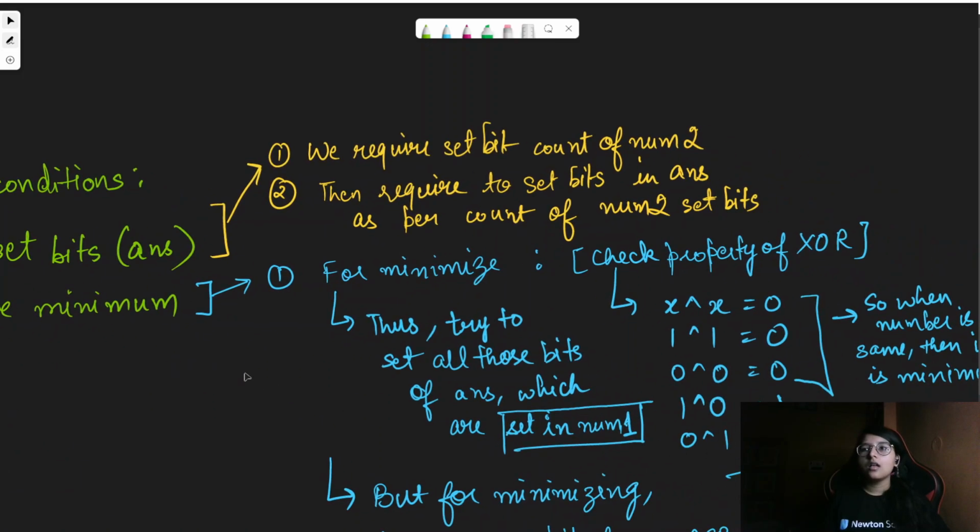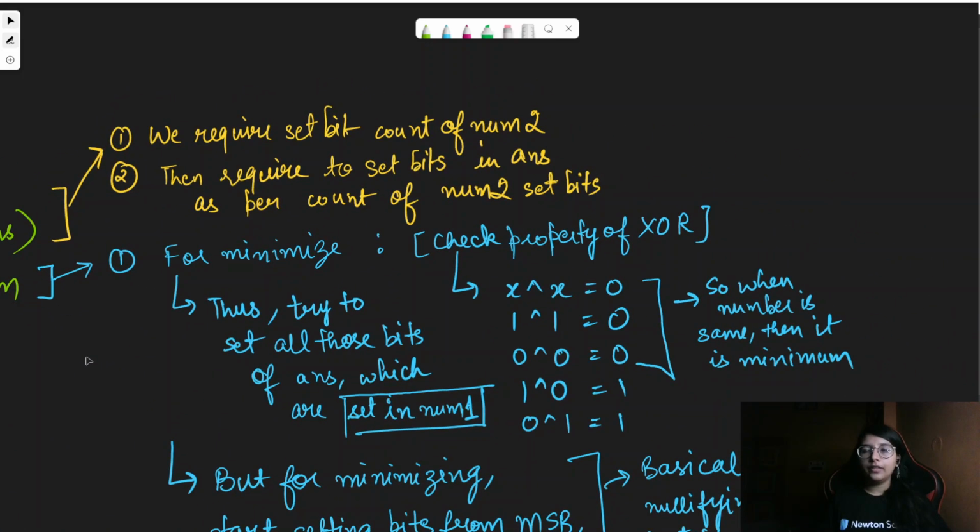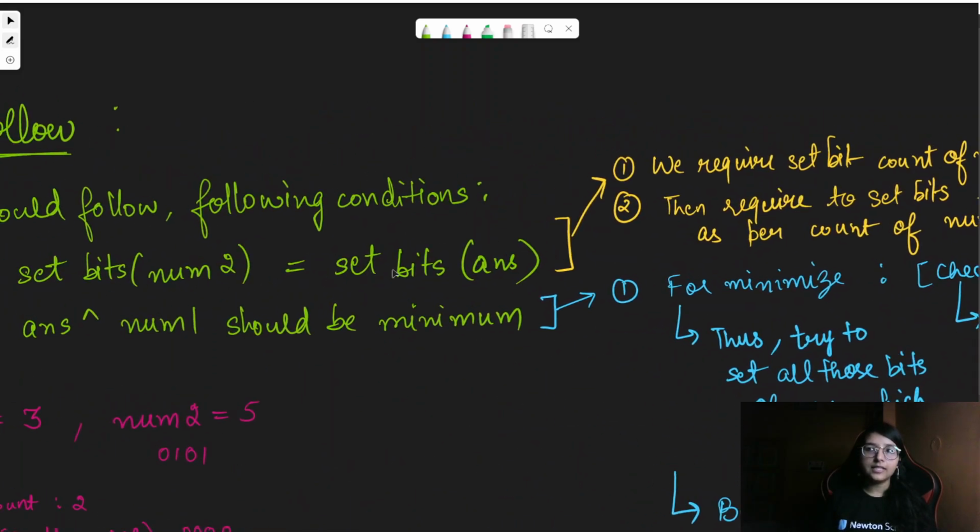Now, how can we go ahead with all that? First, we need to compute the set bit count of num2, that is, the number of bits which are set in nums2, and store it. Then we need to set bits in the answer as per that count of num2's set bits. Both of these steps together satisfy the first condition for our answer.